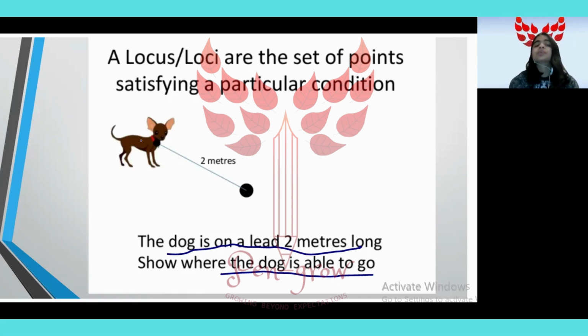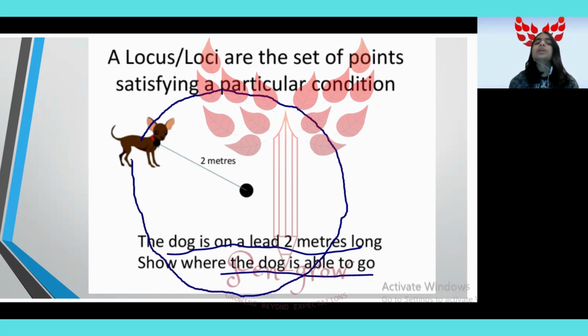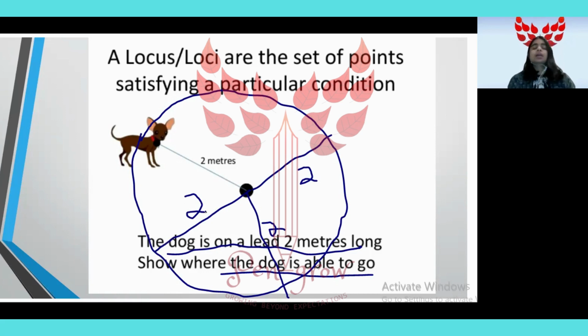So we can say that the dog will go like this, and all the time it will be at a distance of 2 meters. From here also the distance will be 2. From here also the distance will be 2. From here also the distance will be 2. Right? All the time, the dog will be at a distance of 2.